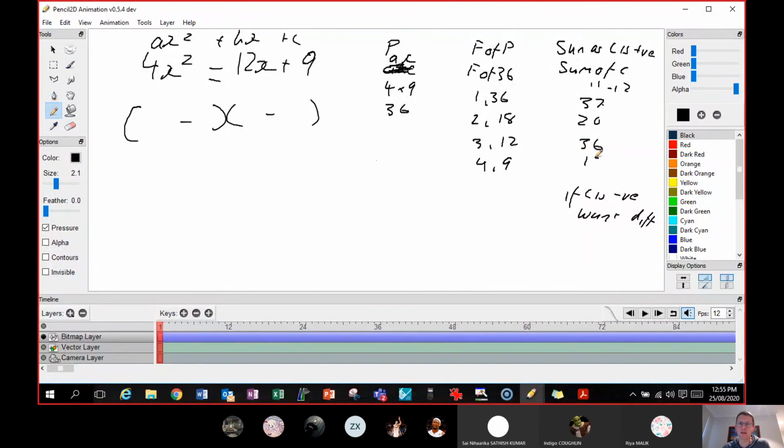Obviously I haven't got all the factors in here because I need 12. So what else gives us 36? Wouldn't 6 and 6 give us 36? That would give us 12. But we know that they need to be negative because it's going to give us a sum of negative 12. So I'm going to split this term.